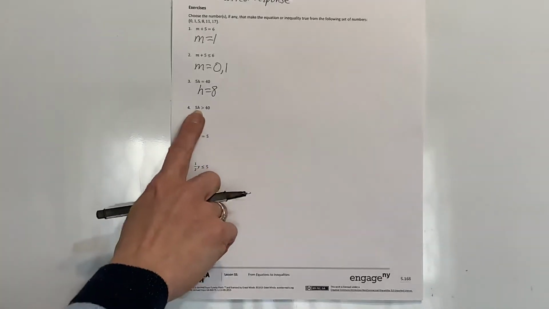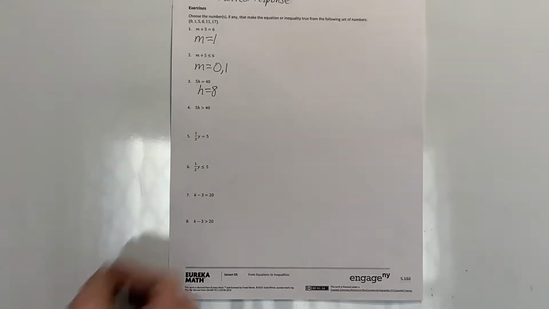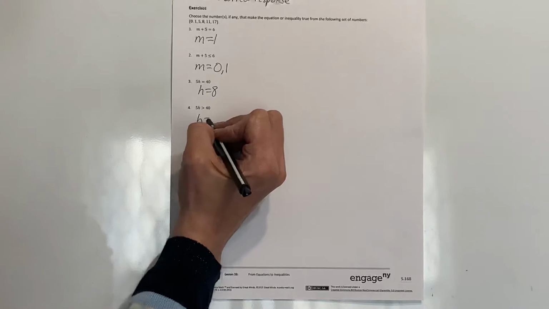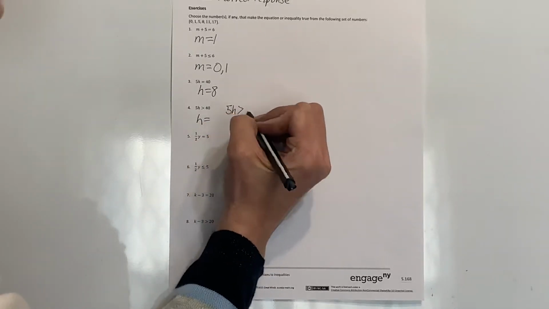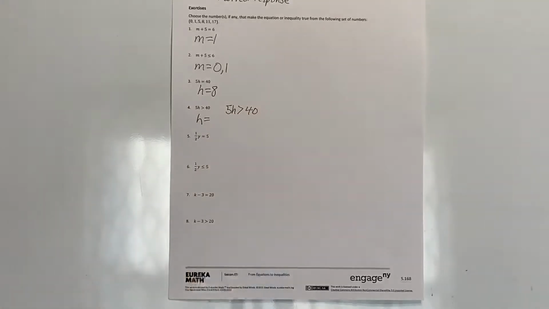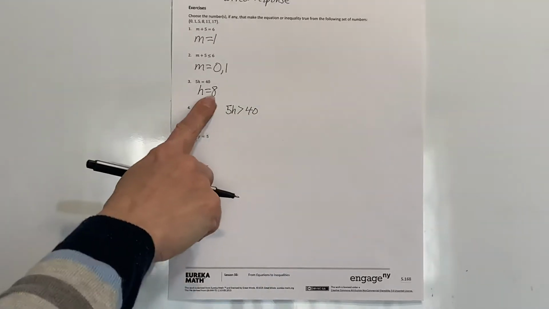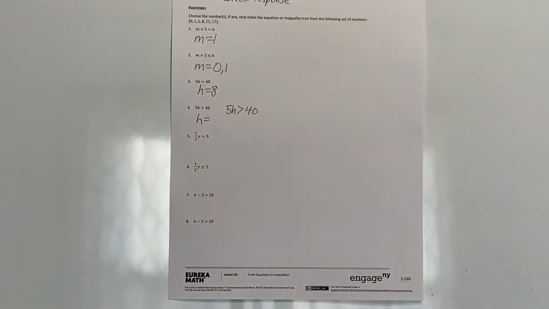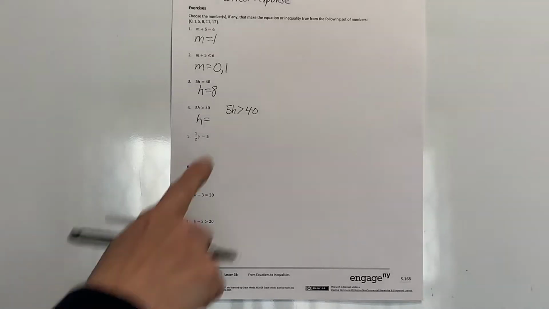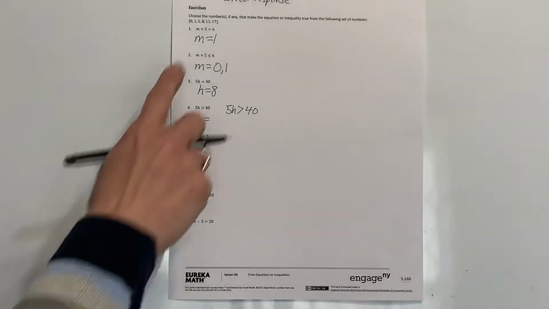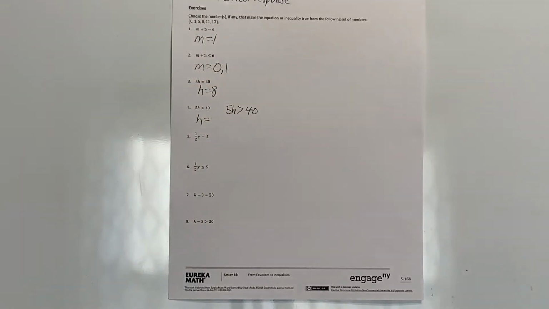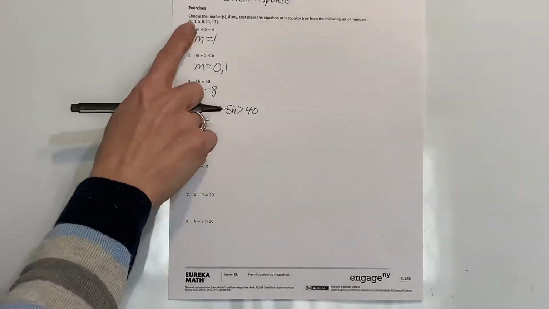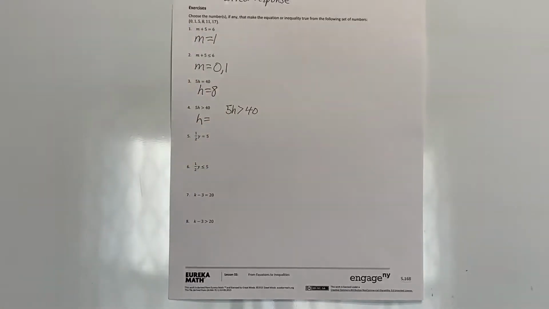All right, well, let's move down here. So we've got to find what h equals again. So I've got 5h is greater than 40. So I know that 8, when I put 8 in here, 8 times 5 is 40. So it's not going to be greater than 40. And I know that if I put 5 here, 5 times 5, that's going to give me less than 40. So I already know 0, 1, 5, and 8 are not going to be correct responses.